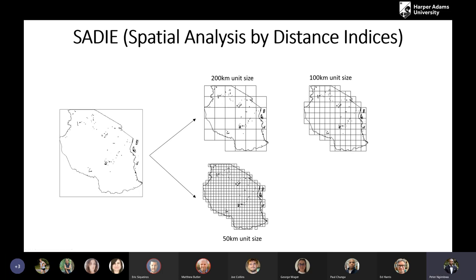Then we can use the SADIE methodology to test whether the arrangement of the observations is random, aggregated, or a regular pattern. If at a certain unit size they are aggregated, it means that the observations from one unit to another would be independent from each other. Then we can use that distance as a recommendation for the control measure.